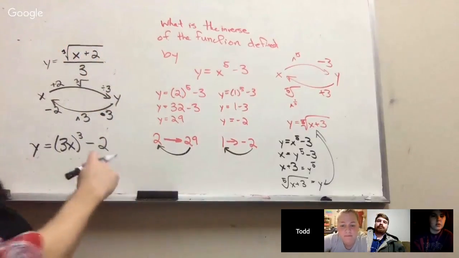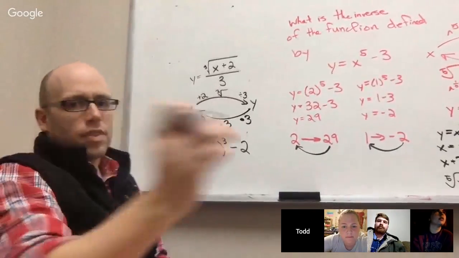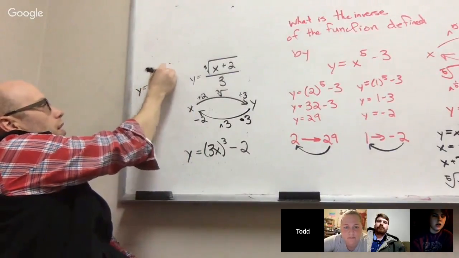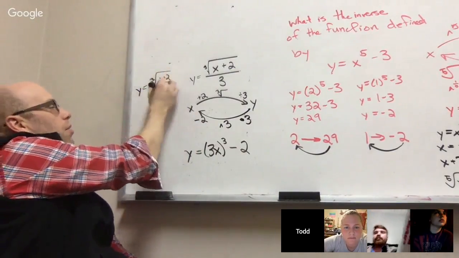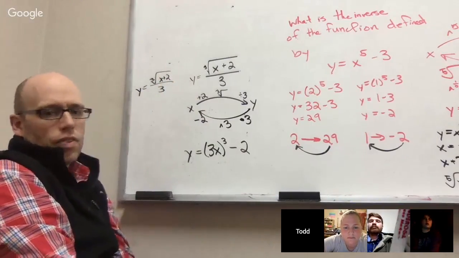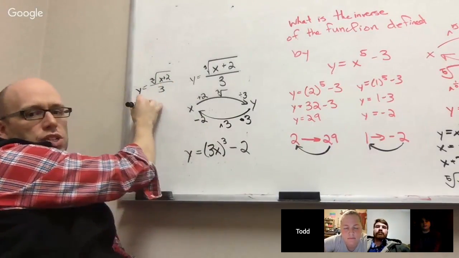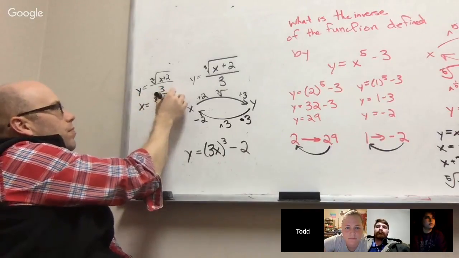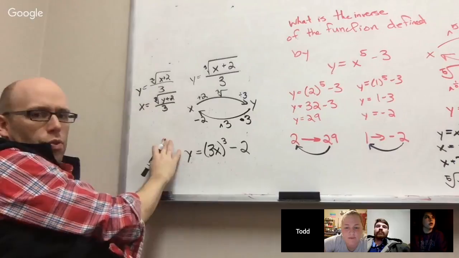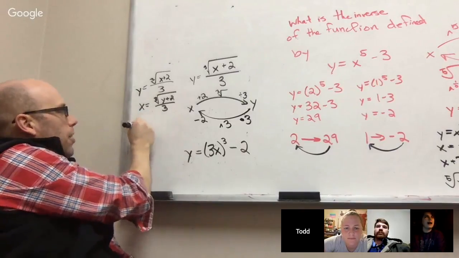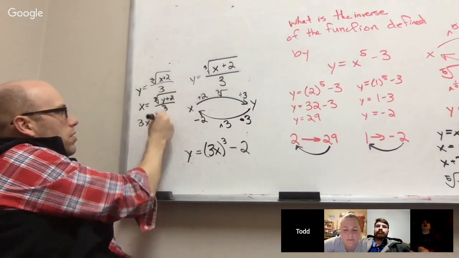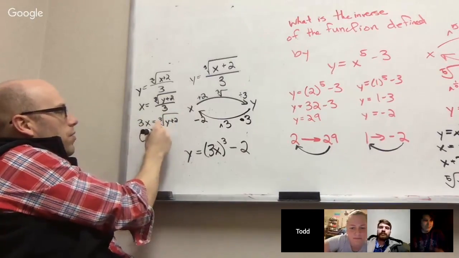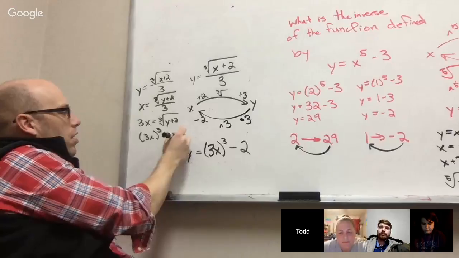So if we went over here to this one, cube root of x plus 2 divided by 3, that strategy would say switch x and y, and then solve for y. So multiply by 3, raise to the 3rd power, and subtract 2.